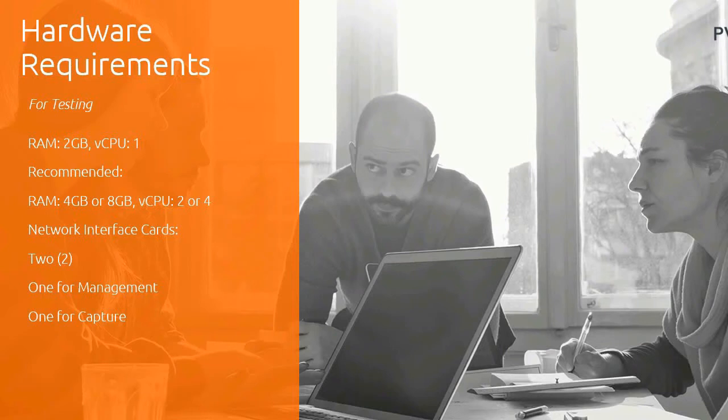However, recommended 4, 6, or 8 gig of RAM and 2 or better 4 CPUs for the best performance. Also a requirement is 2 network interface cards. One will be used for the management and how we actually talk to the Performance Vision Skylight PVX appliance, and the second NIC will be used for packet capture or for sniffing.